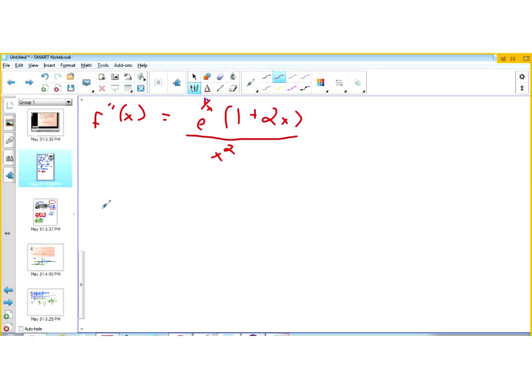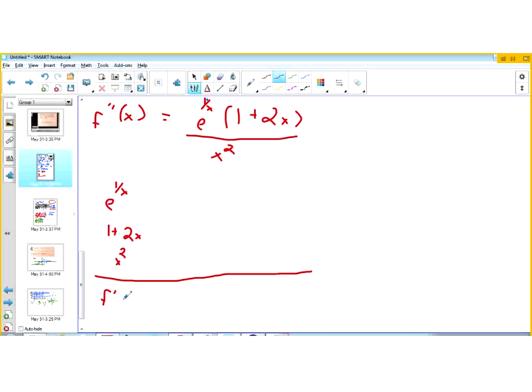We need the table of signs to analyze points of concavity. So what are the factors we have? e to the 1 over x, 1 plus 2x, and x squared.